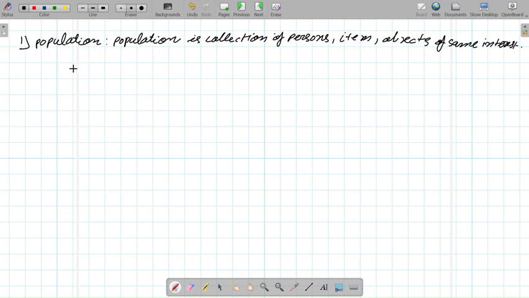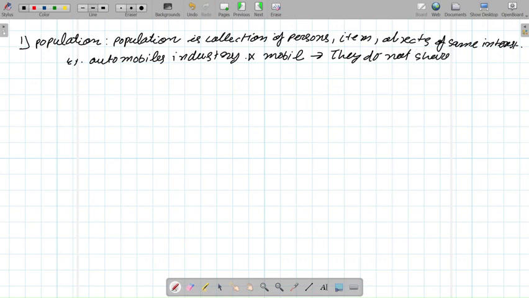Same interest. So suppose that we want to study the automobile industry. We cannot include mobiles because they do not share the same interest.